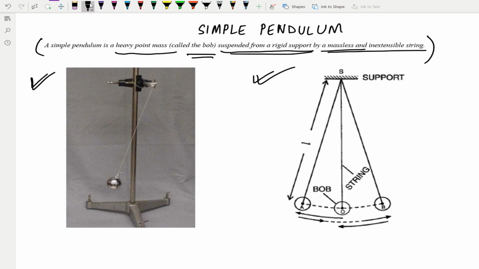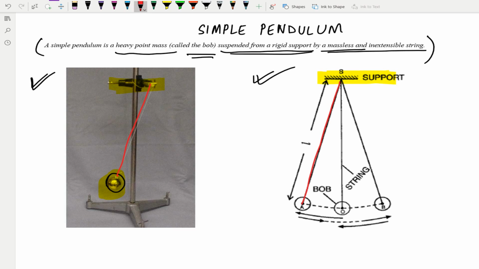So in this diagram you can see a simple pendulum is a heavy point mass. This part is the heavy point mass, and this is called a bob. It is suspended from a rigid support, which is labeled in this diagram over here, by a massless and inextensible string. You can see there's a string also, this string. Now this has to be a massless inextensible string.